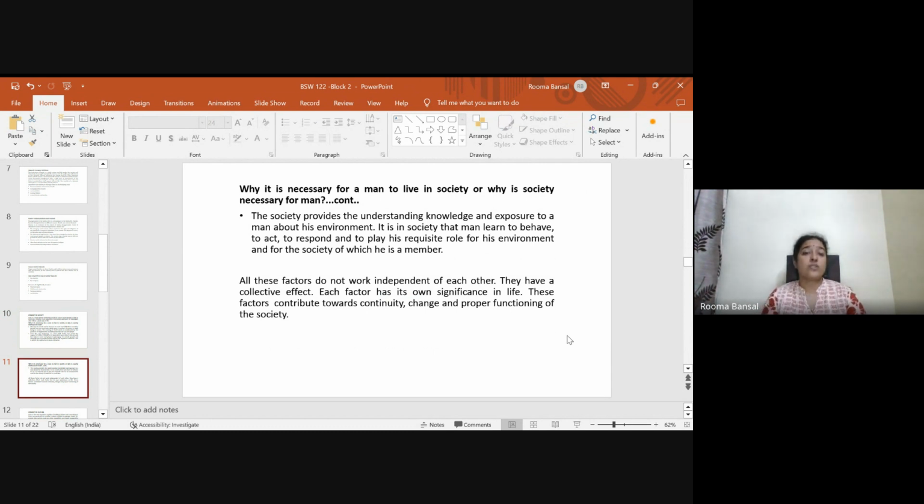Next, society provides the understanding, knowledge, and exposure to a man about his environment. It is in society that man learns to behave, to act, to respond, and to play his requisite role for his environment and for the society of which he is a member. All these factors do not work independent of each other, they have a collective effect. Each factor has its own significance in life. These factors contribute towards continuity, change, and proper functioning of the society. Now it's clear why society is necessary for man.